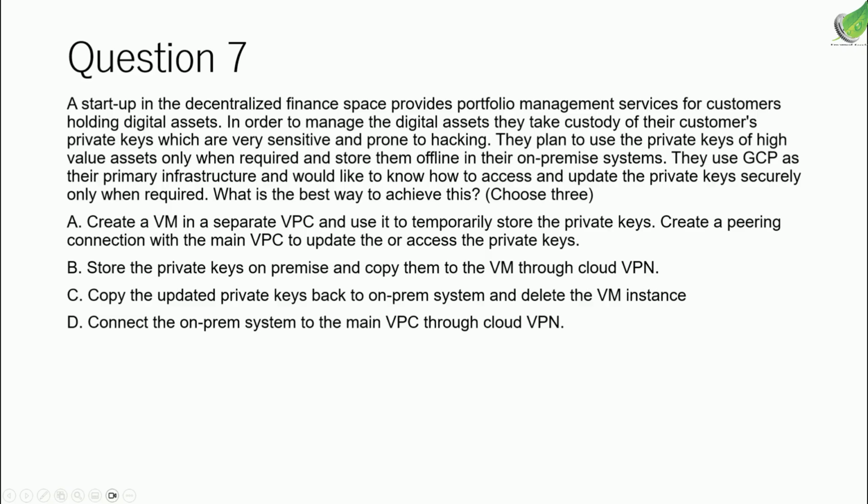B. Store the private keys on-premise and copy them to the VM through a cloud VPN. C. Copy the updated private keys back to the on-prem system and delete the VM instance. D. Connect the on-prem system to the main VPC through a cloud VPN.